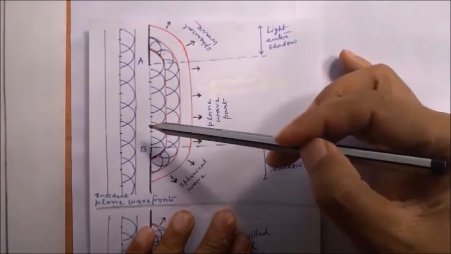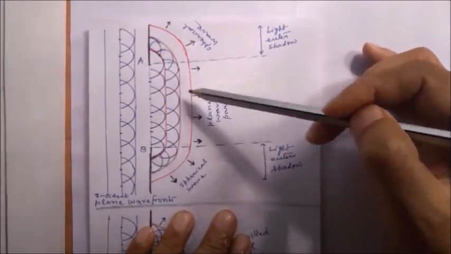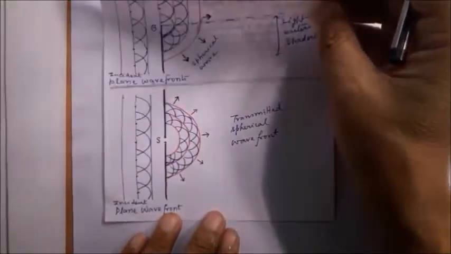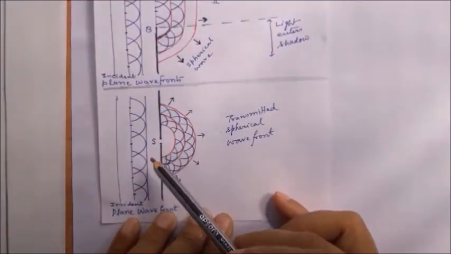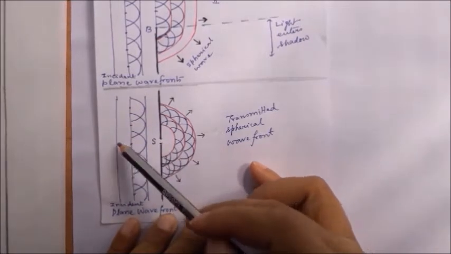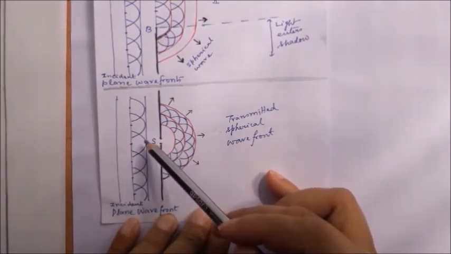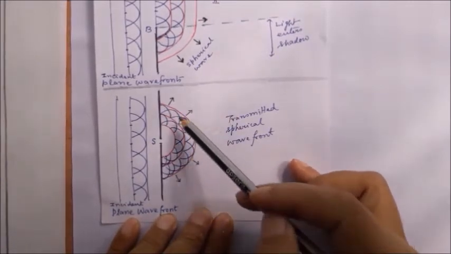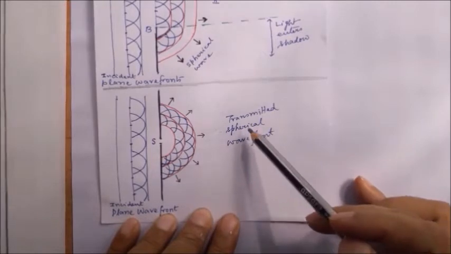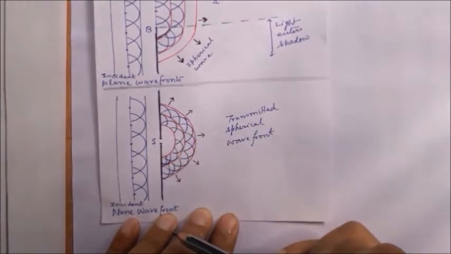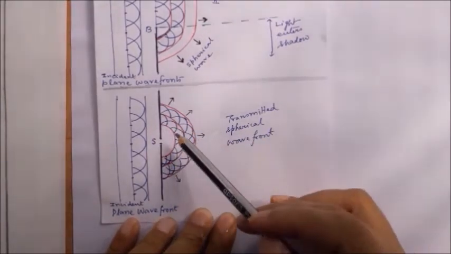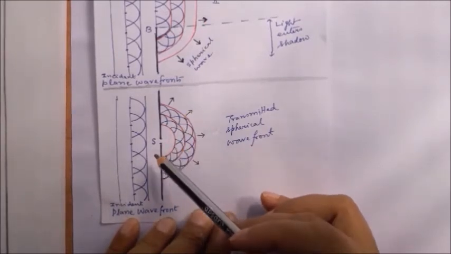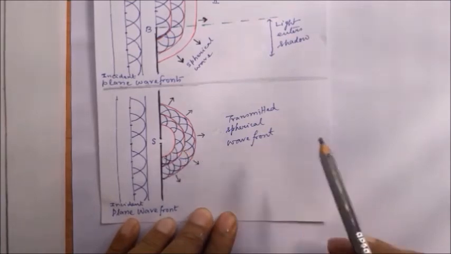If the aperture is large, we have a plane wave part and a curved part. But if the aperture is very small, then even if the incident wavefronts are plane waves, after they go through the aperture, on this side we have spherical waves. So transmitted spherical wavefronts are obtained, and such bending of light is known as diffraction, and this has been done using Huygens principle.